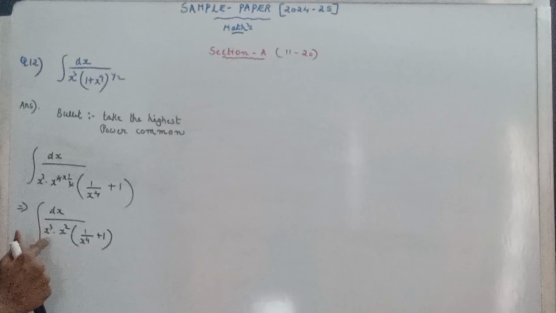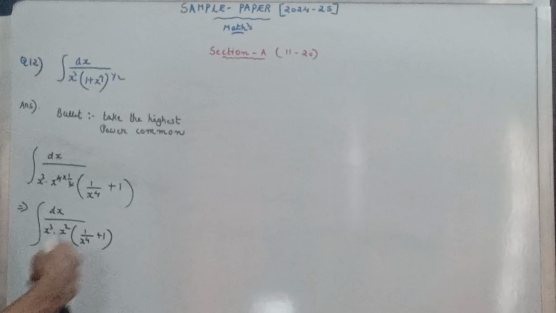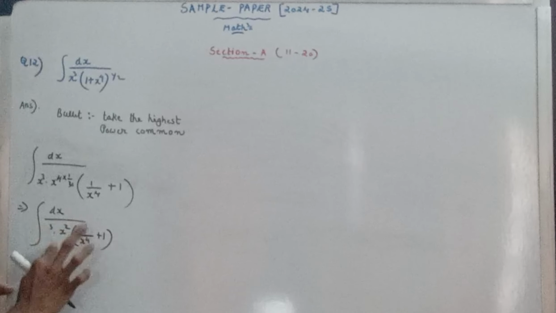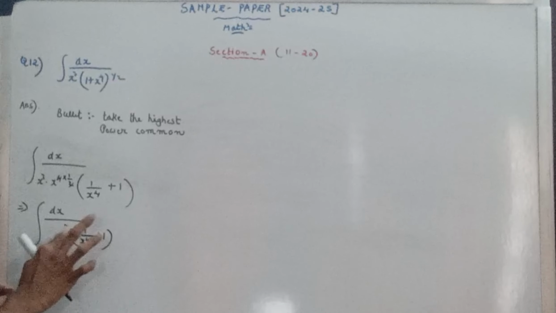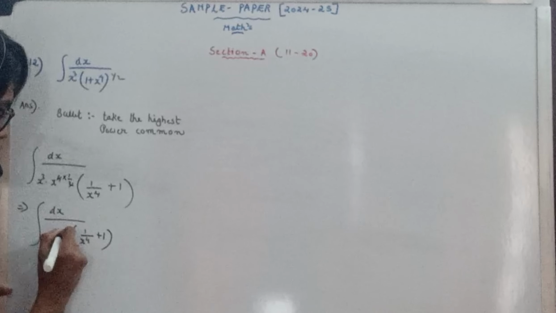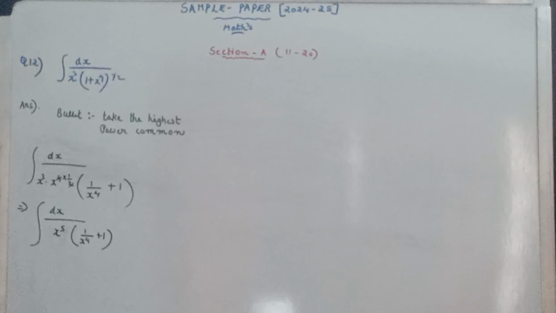Now, x raised to 3 into x square is of the form a raised to m into a raised to n is equal to a raised to m plus n. So we can directly add this and write it as x raised to 5, isn't it? We are applying the properties of exponents. So this was our first step, that is, take the highest power common.